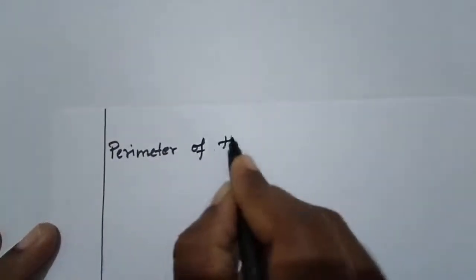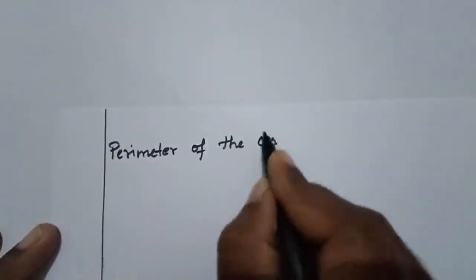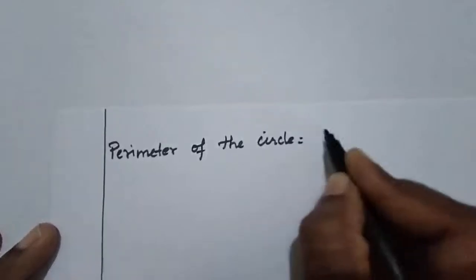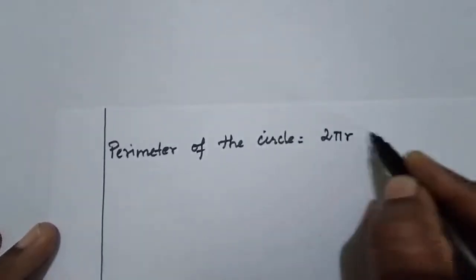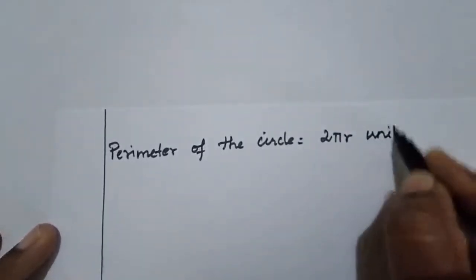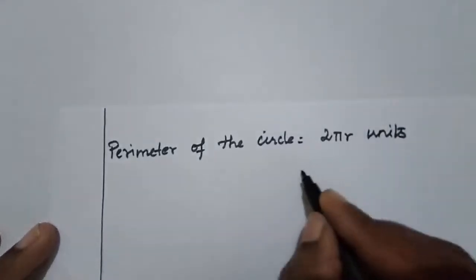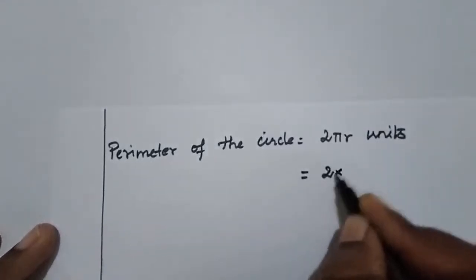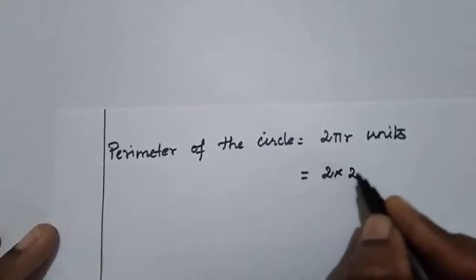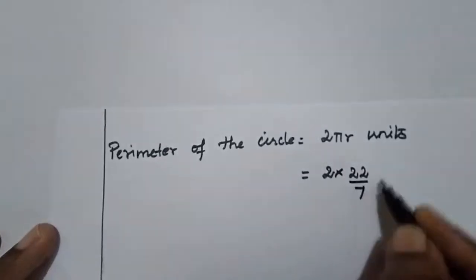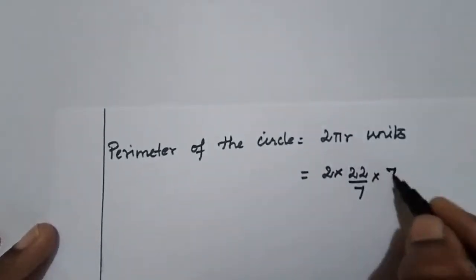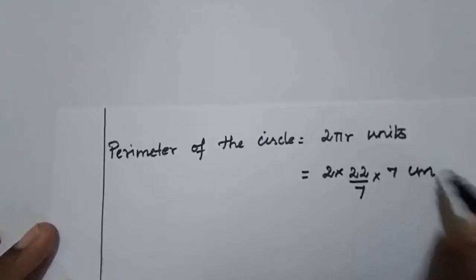Perimeter of the circle is equal to 2 pi r units, which is equal to 2 into the value of pi, which is 22 by 7. The value of r given in the question is 7 and the unit is centimeter.